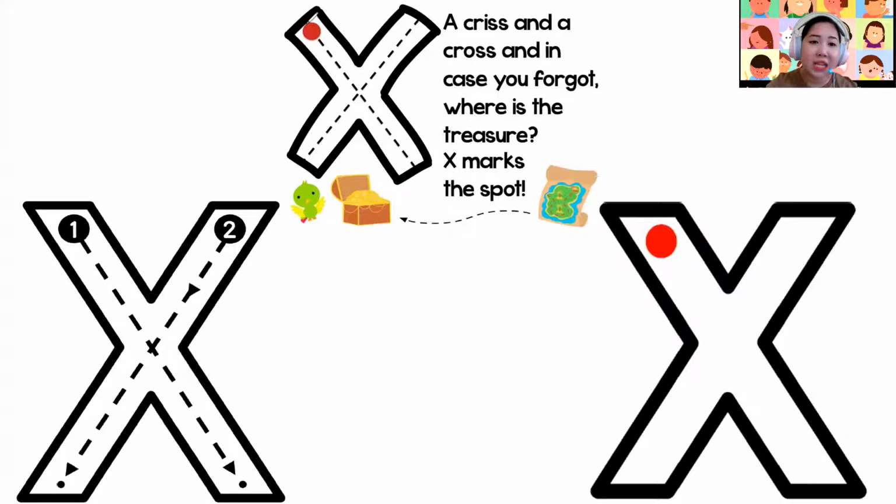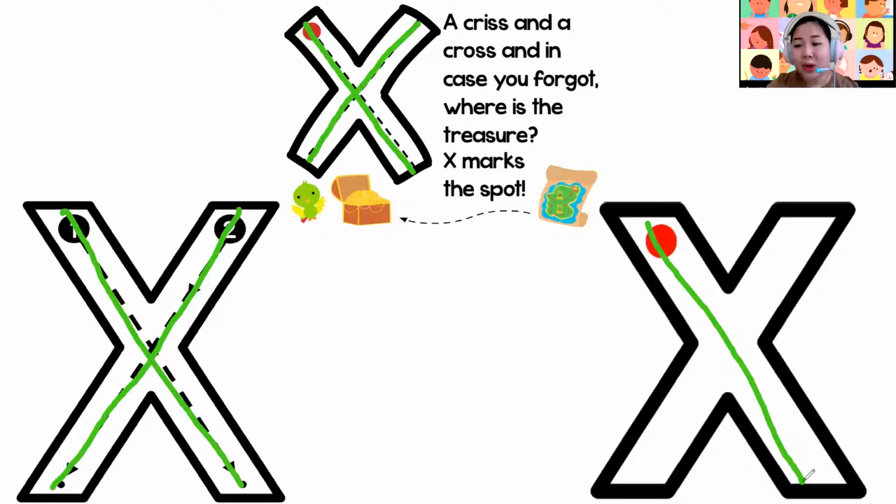So it's just like this one. You make a criss and a cross, just like that. That's how you make your letter X. You just make a line going down, go back to the top, a line going down again. And for this side, we practice again. We make a line going down and a line going down again. And we made our letter X.